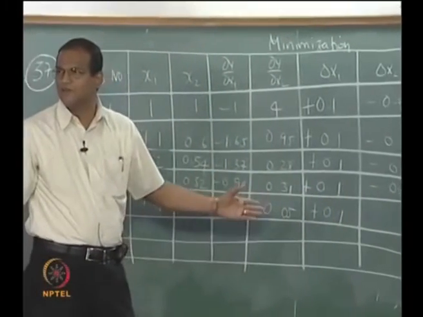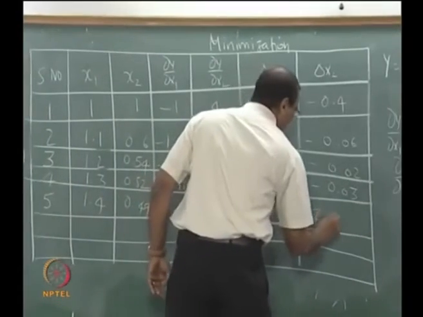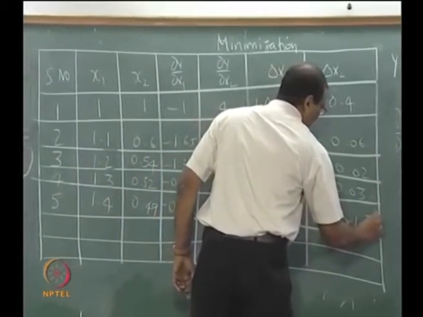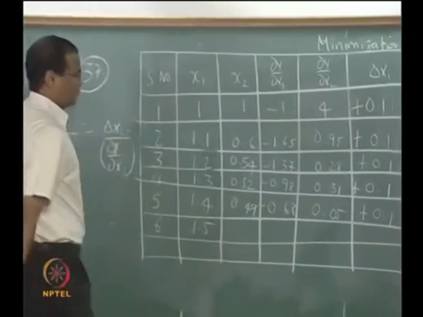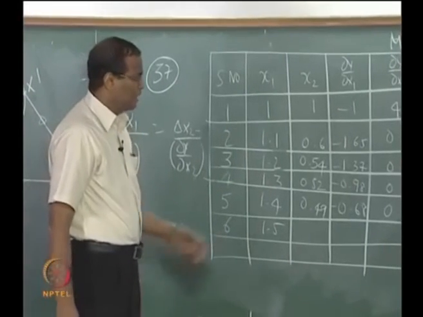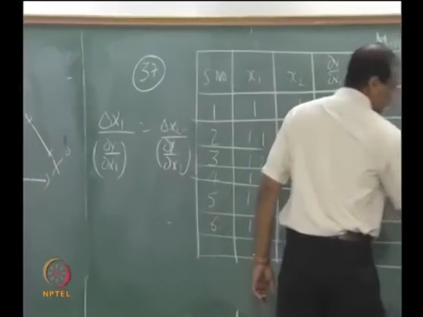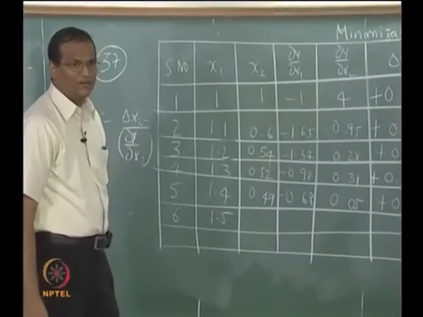1.7 into 10 to the power of minus 4, what is it? 7.4 into 10 to the minus 3. 0.49. It's all minus, no, still? 4.8, 4.8.